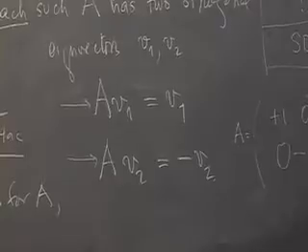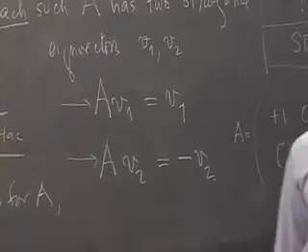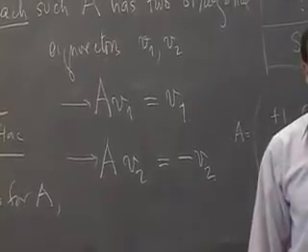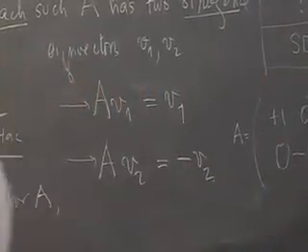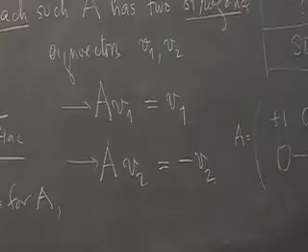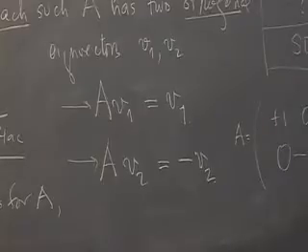Okay? And all you have to check, and I'm going to leave this to you because it's an amusing check, is that they're orthogonal to each other. That's the one thing we haven't checked, that the two eigenvectors are orthogonal to each other. If they're not, it's not an orthogonal transformation.